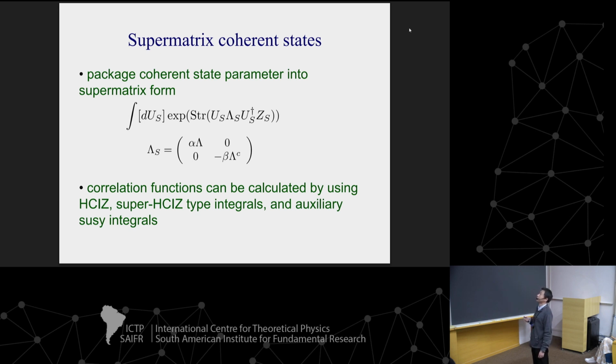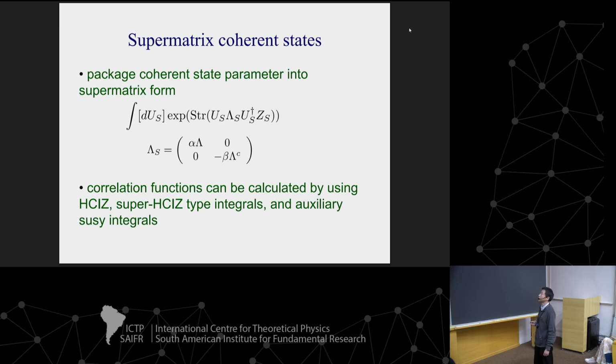The coherent state parameters can also be packaged into a supermatrix form. Here, lambda is an M by M coherent state parameter, and lambda_C is a T by T coherent state parameter for the hole excitations. And we can arrange them into a supermatrix, where lambda corresponds to the boson-boson part, and lambda_C corresponds to the fermion-fermion part. The coherent state can be written in a compact form using the supermatrix.